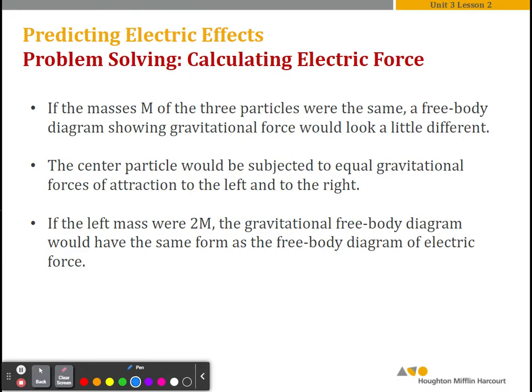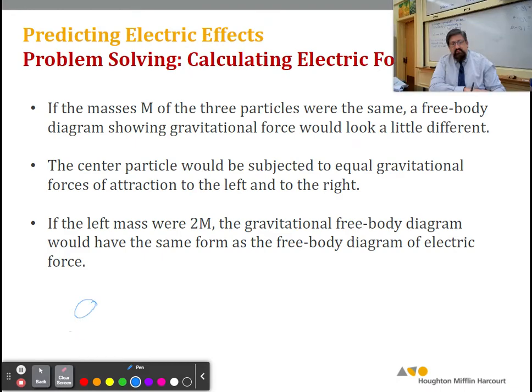So that would look like you would have 2m, m, and m. And of course, there's no negative mass, so the center object would be pulled to the right, and then it would be pulled to the left with twice the force. So if you double the mass, you have twice the force of gravity. If you double the charge, you have twice the electric force.